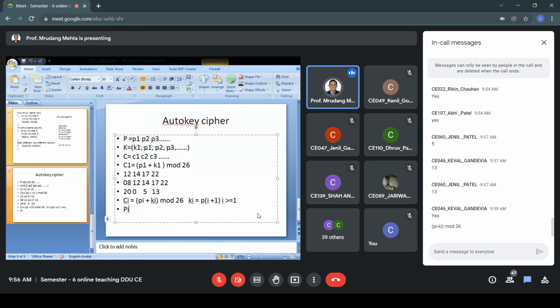Pi is equal to Ci minus Ki mod 26, correct? And Ki is Pi minus 1. Yes. Got it?